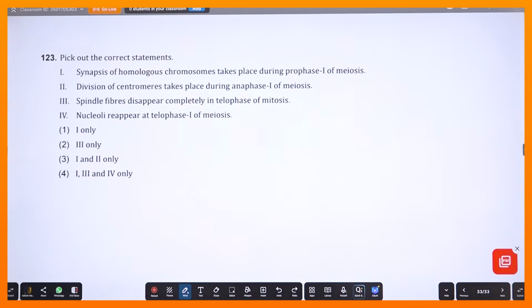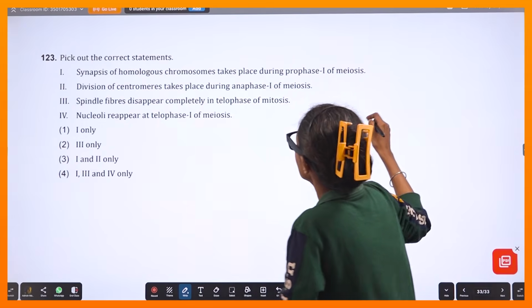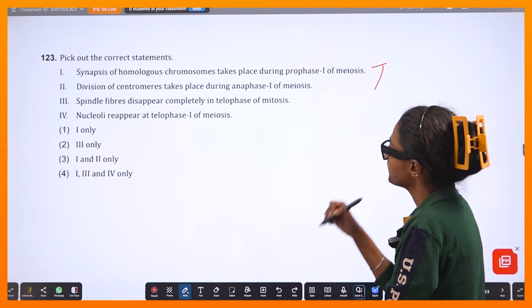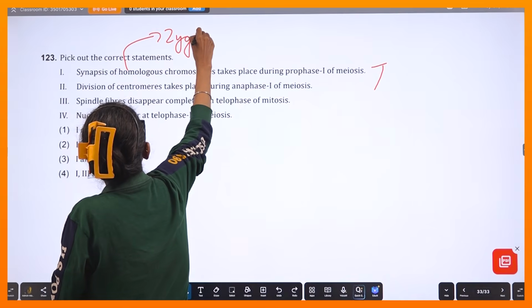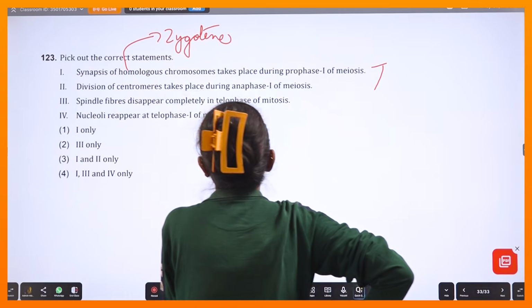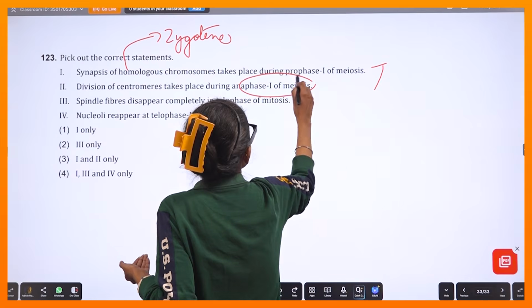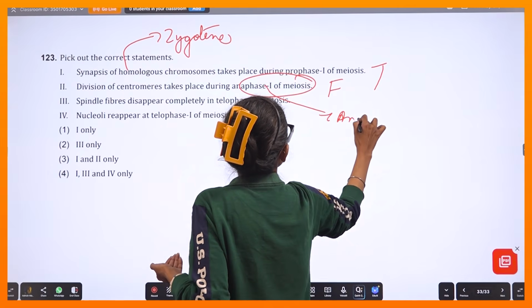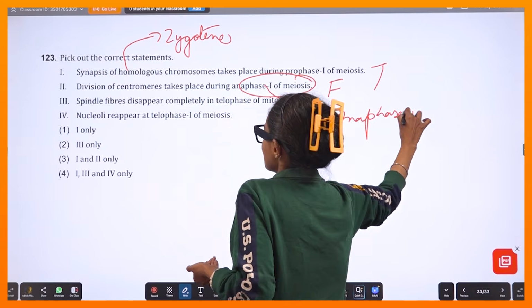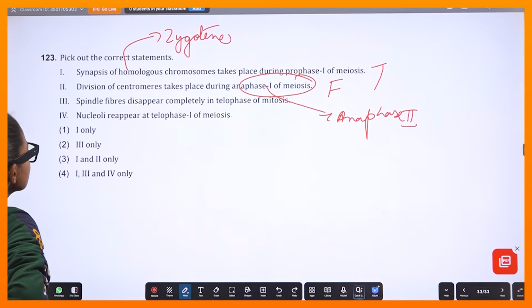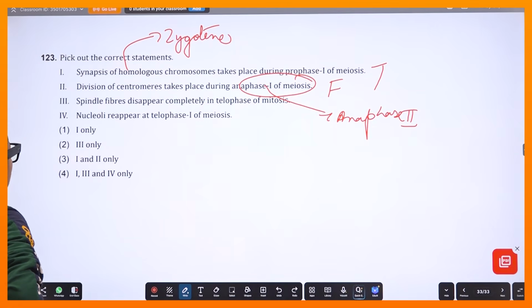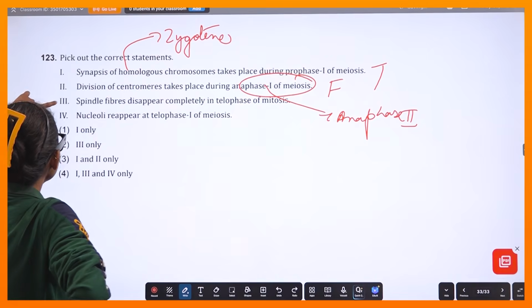Synapsis of homologous chromosomes takes place during prophase 1 of meiosis. True, right? Synapsis happens in zygotene. Division of centromere takes place during anaphase 1. That's false. It has to be anaphase 2. Spindle fibers disappear completely in telophase of mitosis. Yes. Nucleoli. So that means 1 and 3 are correct.